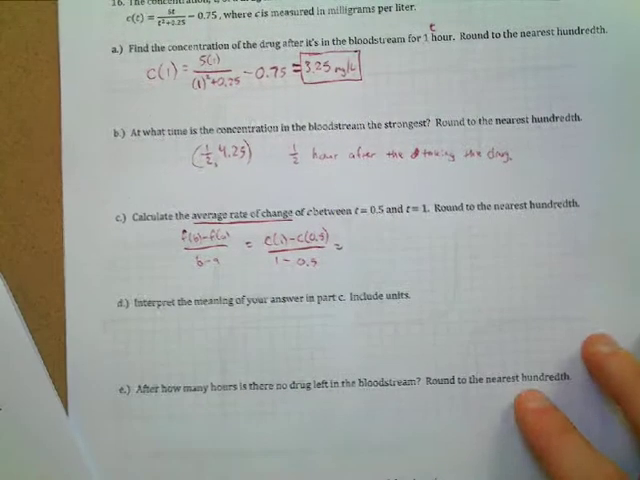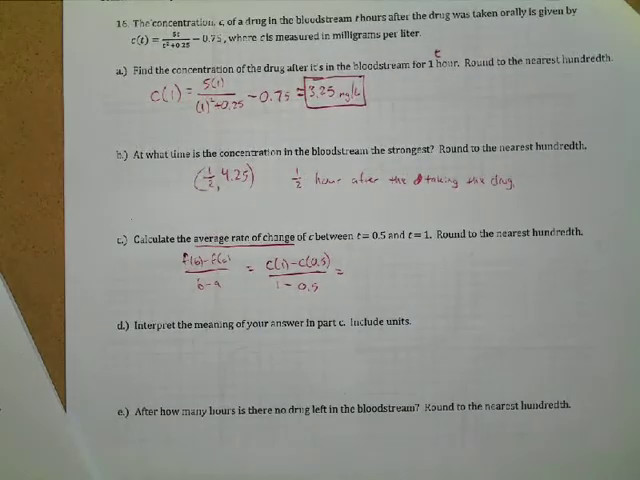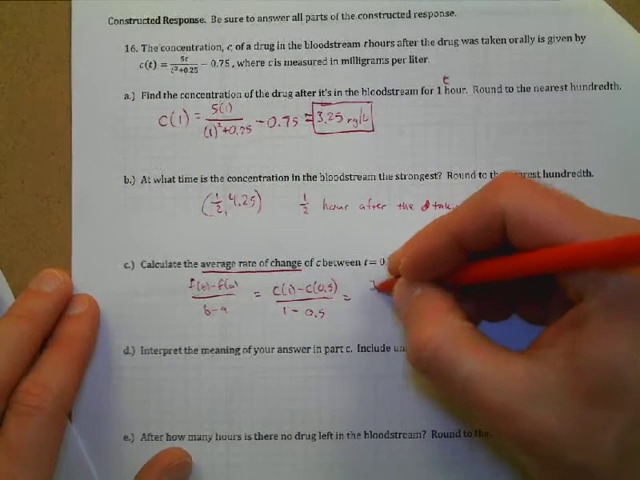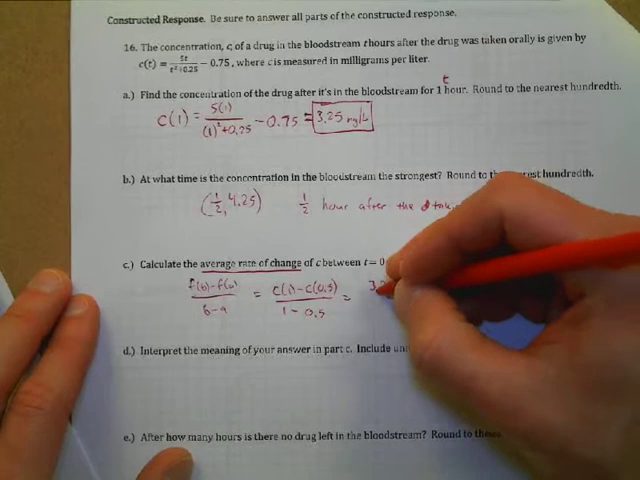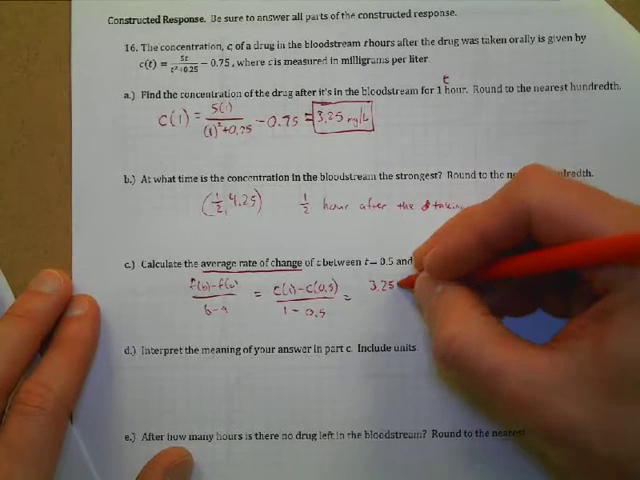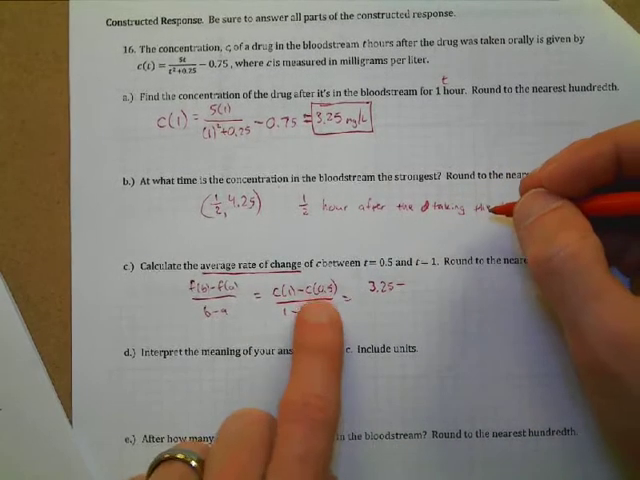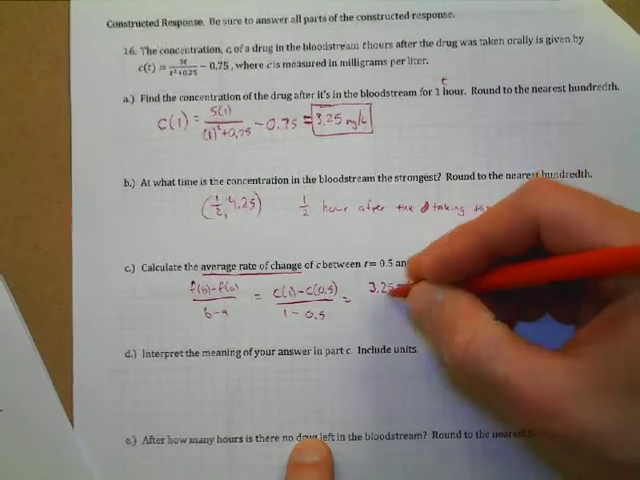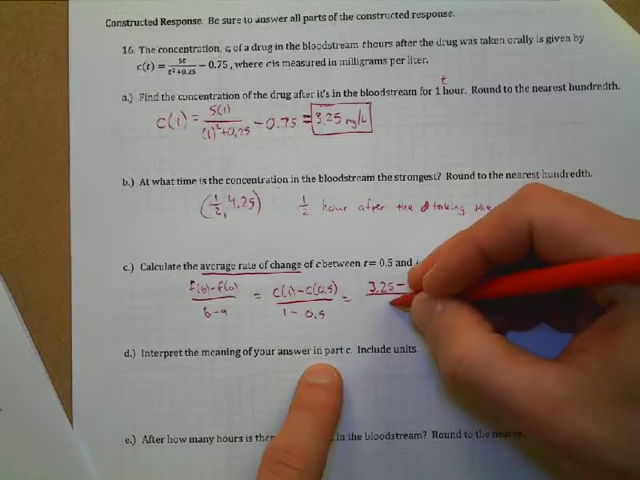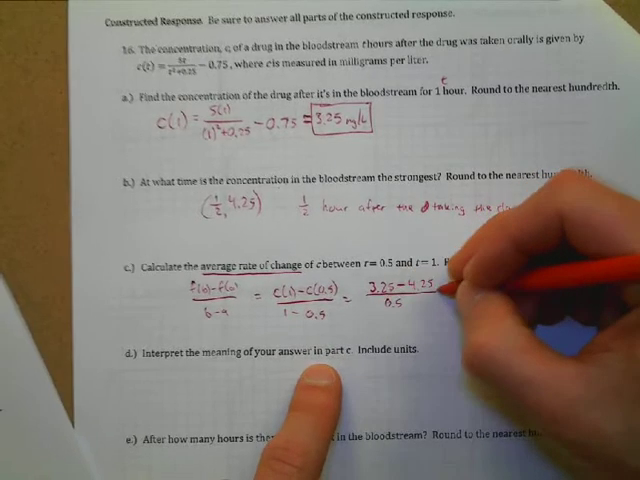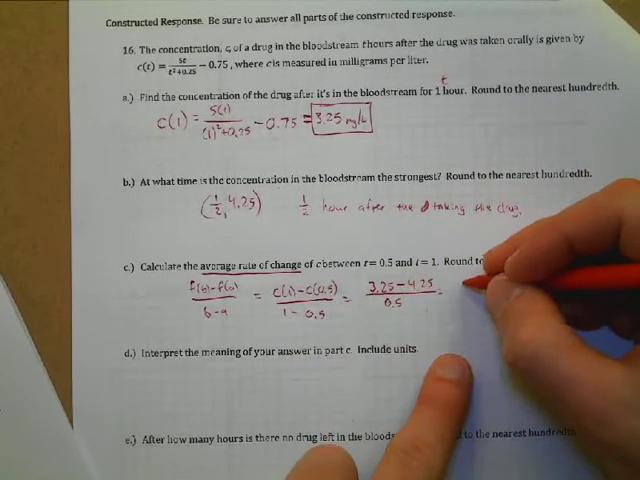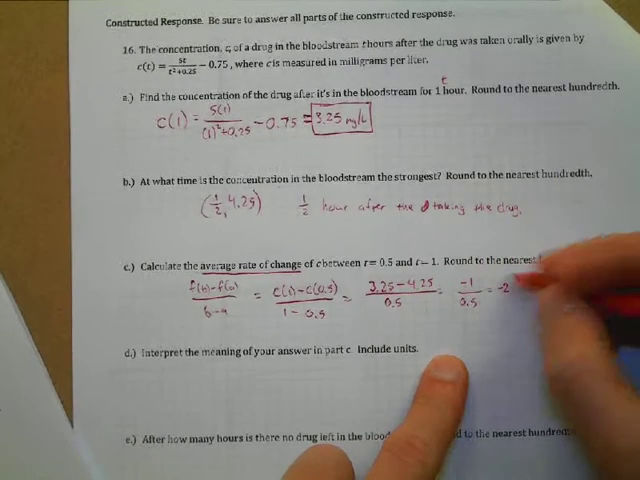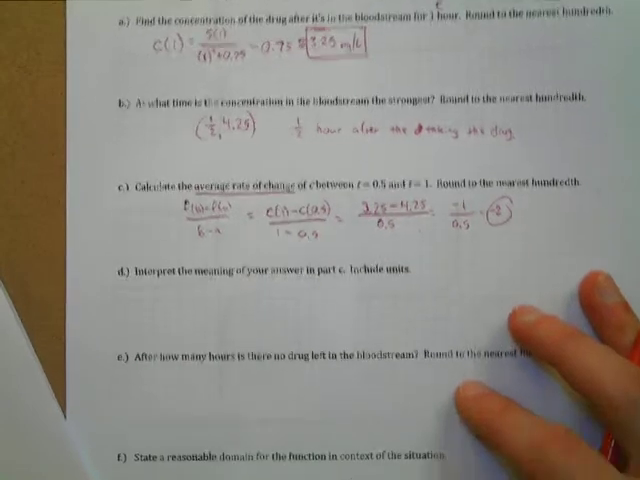Now the beauty of this is we already know what c of 1 is. We found that in part A, right? C of 1 was 3.25. If we didn't know c of 1, we could go to our table, or we could use the value command, or we could just plug it in. We also know what c of 0.5 is. We found that right here. It's 4.25. That's kind of lucky. And then 1 minus 0.5 is 0.5, right? And so 3.25 minus 4.25 is going to be negative 1 over 0.5, which simplifies to negative 2. Okay, so negative 2 is our answer there.